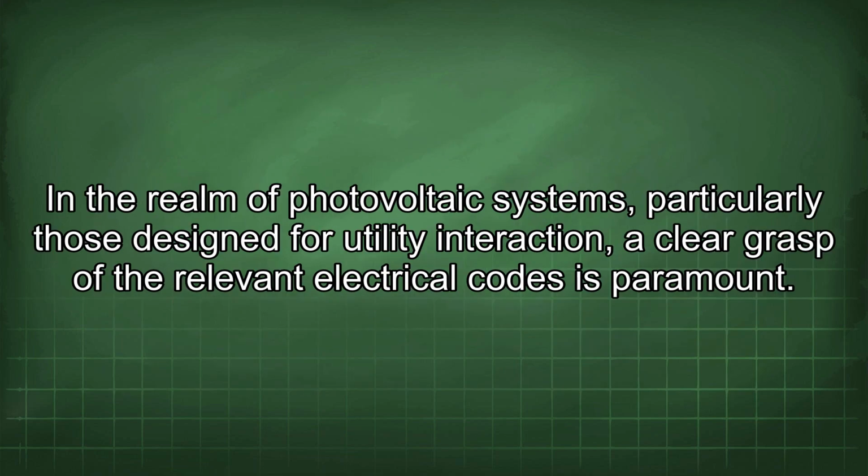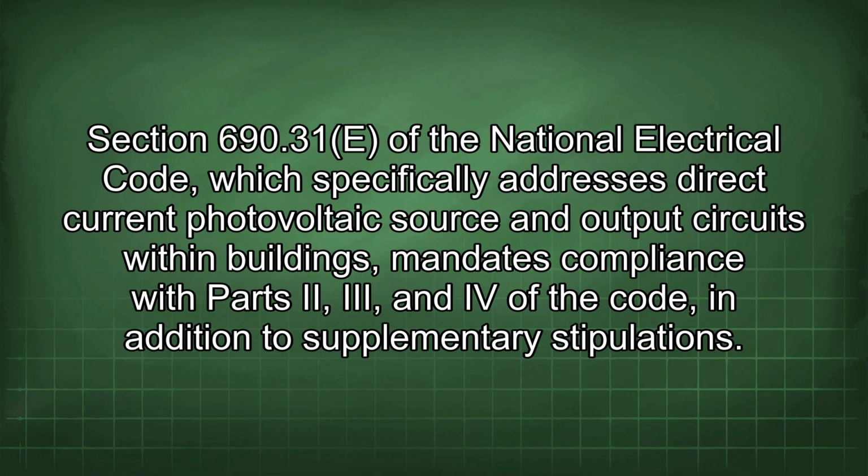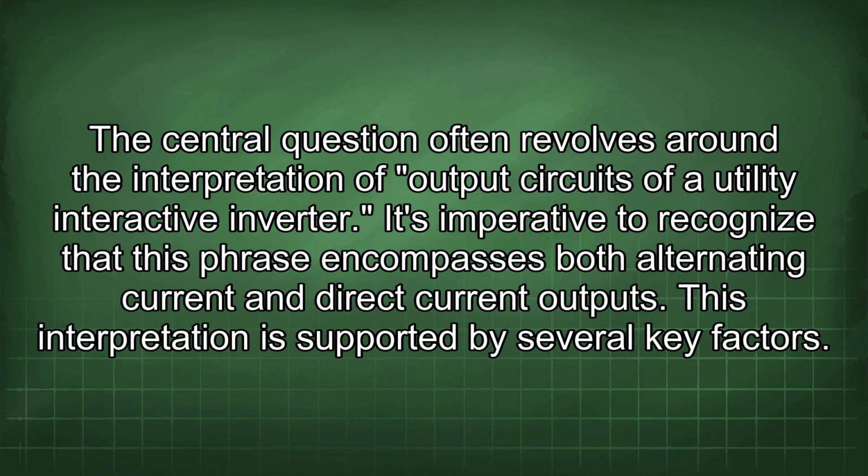In the realm of photovoltaic systems, particularly those designed for utility interaction, a clear grasp of the relevant electrical codes is paramount. Section 690.31(E) of the National Electrical Code, which specifically addresses direct current photovoltaic source and output circuits within buildings, mandates compliance with Parts II, III, and IV of the Code, in addition to supplementary stipulations. The central question often revolves around the interpretation of output circuits of a utility interactive inverter. It's imperative to recognize that this phrase encompasses both alternating current and direct current outputs.